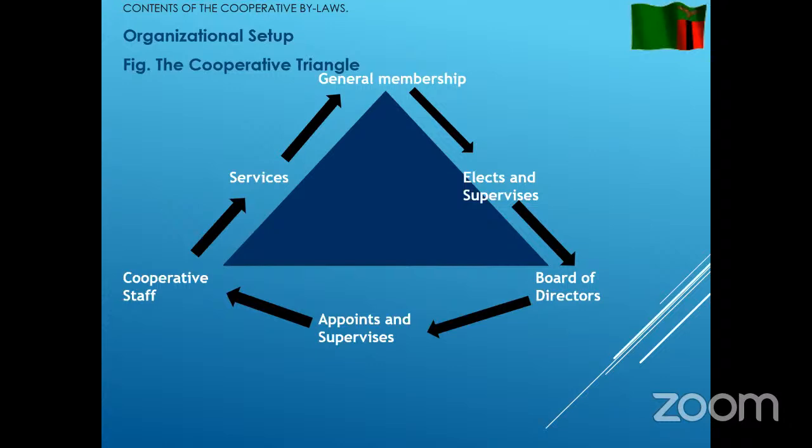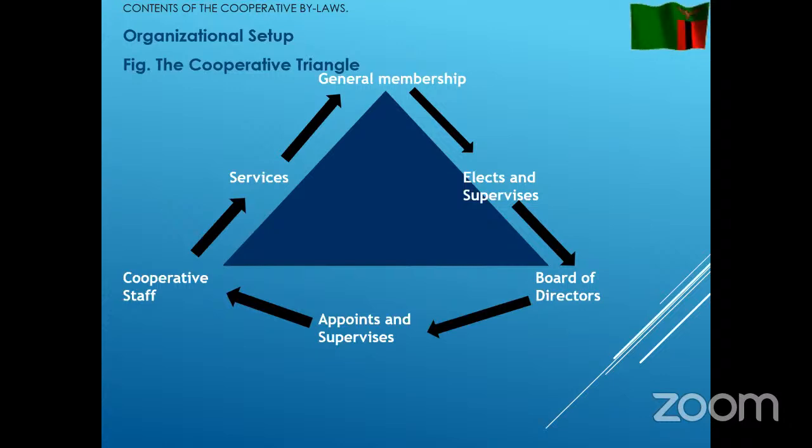And the cooperative staff render services to the general membership. So that is the organizational setup. But I can tell you that some of these cooperatives that have become so powerful, the board wants to supervise the general membership. The moment the board feels that because they've made millions, they are now the overall boss to the members, just know that that cooperative's days to survive or exist are numbered. Because the members can decide to just dissolve or resolve to liquidate, self-liquidation.